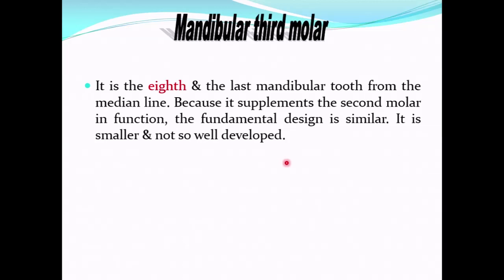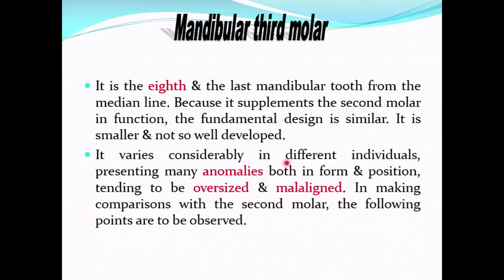It's designed nearly similar to the mandibular second molar, but it's less developed. As we said, this will be repeated again. The mandibular third molar varies from one individual to another. There may be many anomalies and differences, in size and sometimes in alignment. The explanation will be by comparing this third molar with the mandibular second molar.